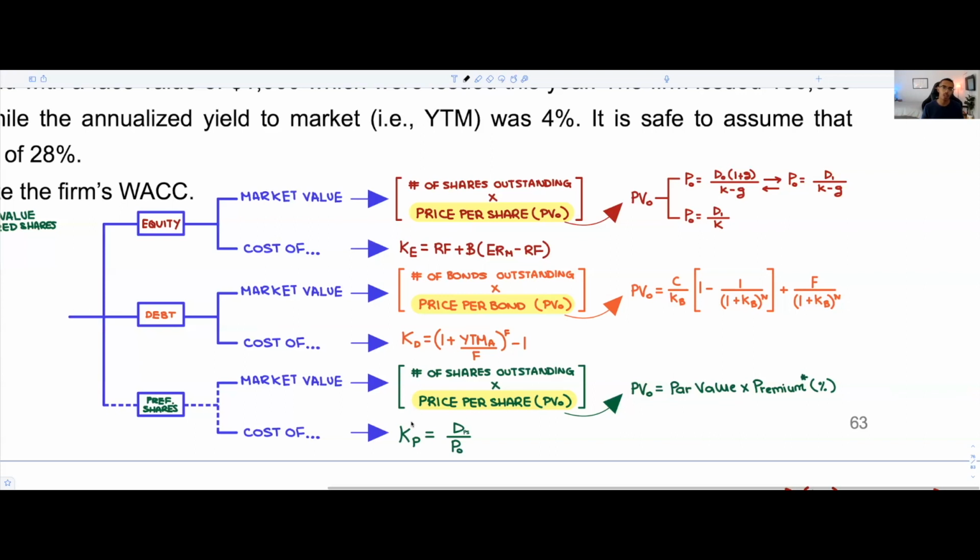So let's take a step back. We just walked through the 3 different stages of our essentially comprehensive WACC questions: equity, debt, and preferred shares. And I want you to understand that we're always going to break it down into 2 sections. How do we compute the market value of one of those topics? And how do we compute the cost of financing for one of those topics? All right, it's as easy as that.